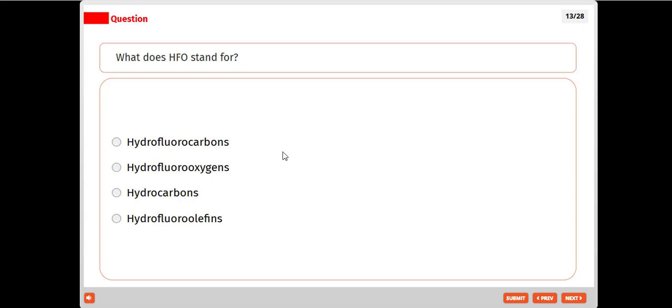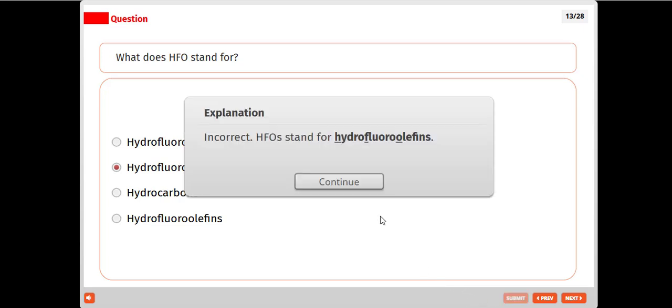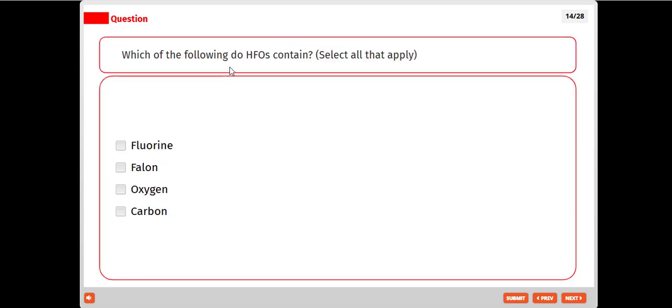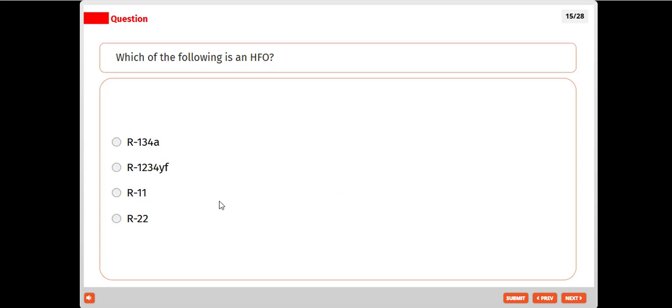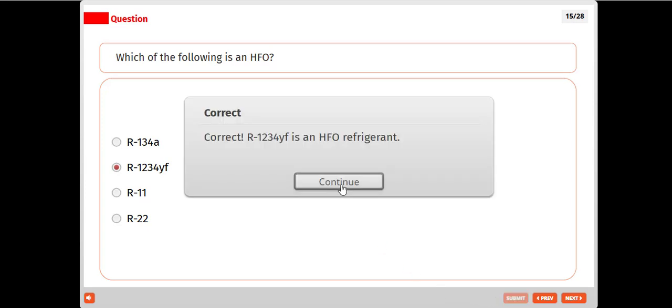What does HFO stand for? It is hydrofluorocarbon. Hydrofluorooxygen. Hydrofluoroolefins. Which of the following does HFO contain? It's fluoride and hydrogen and carbon. Fluoride and carbon, not the same as the name. Which of the following is an HFO? I think this one. Yeah, R1234YF.